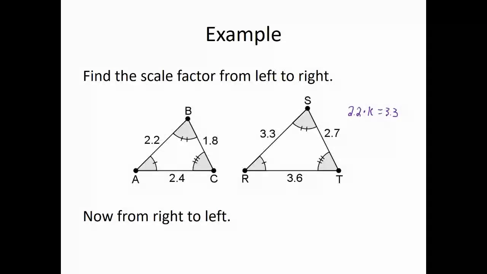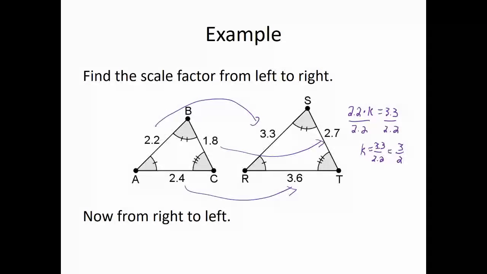Okay? And we can simply solve for k then, divide both sides by 2.2, and then that means that k is 3.3 over 2.2, which is the same as simply 3 halves. Okay, so that's the scale factor as we go from left to right. That is, as we move from a side to the side to which it corresponds in the second triangle, in each of those cases we multiply by 3 halves. Okay, it's the same constant factor in every case.